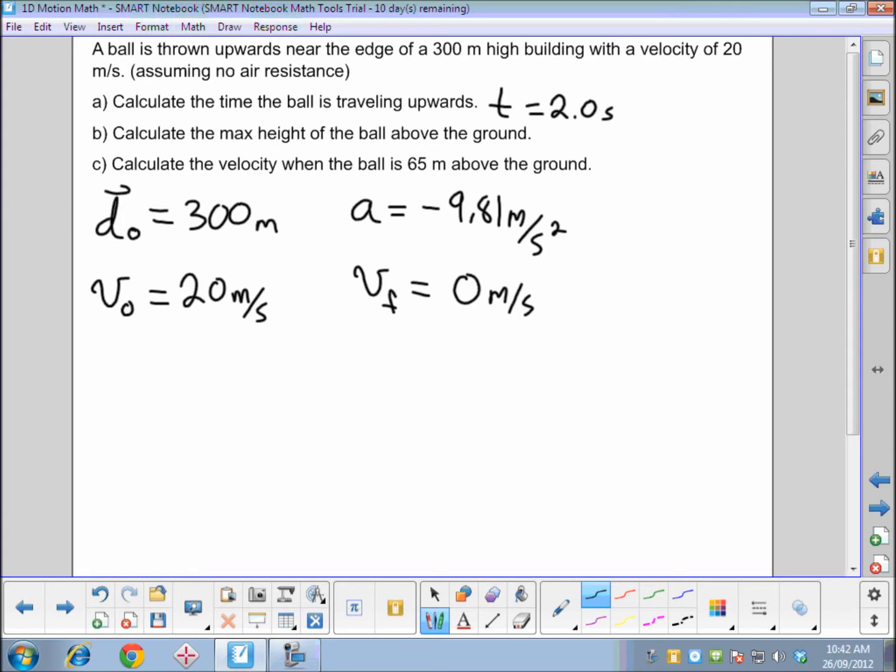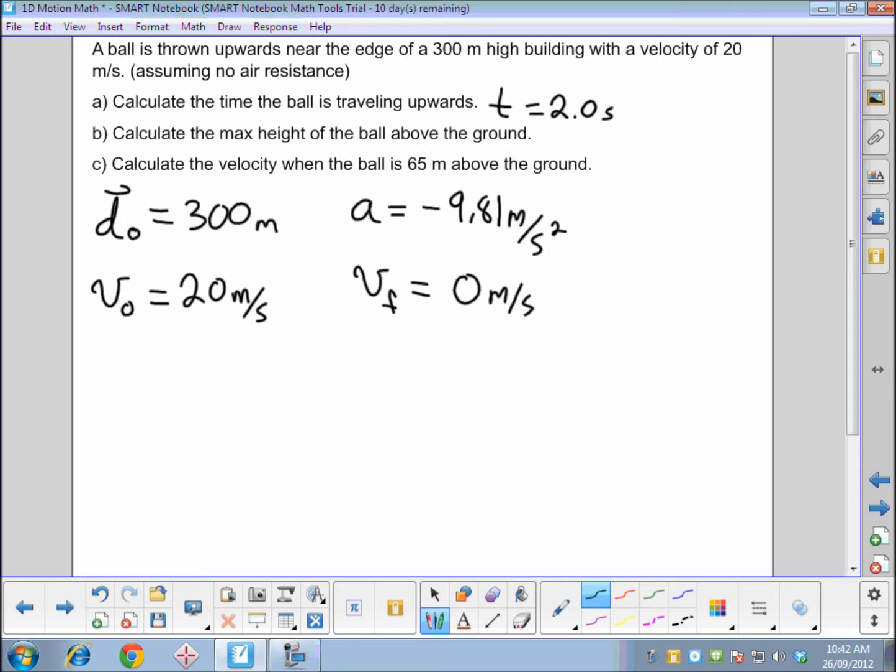Now you might be tempted to write down the time of 2.0 seconds here. I'm not going to do that just because what if it's wrong? It's something we calculated in part A, and if I made a mistake with that and I use that value in this setup, the solution for maximum height above the ground will also be incorrect.